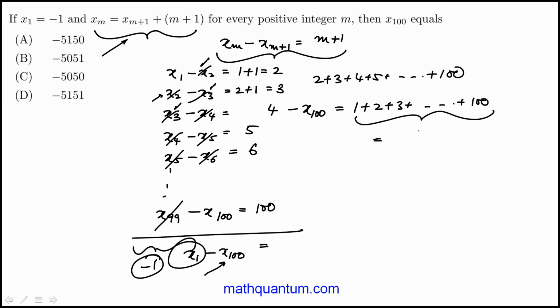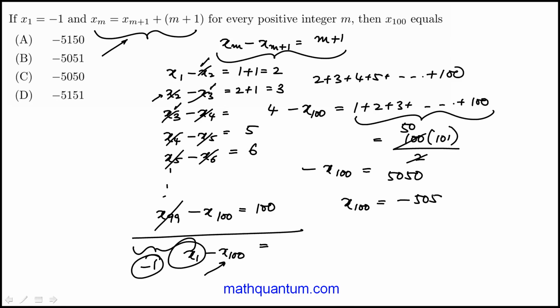This is n times n plus 1 over 2. So that would be 100 times 101 over 2. So 50 times 101. That's 5050. And note this is a negative, so x of the 100th term would be minus 5050, which is choice C.